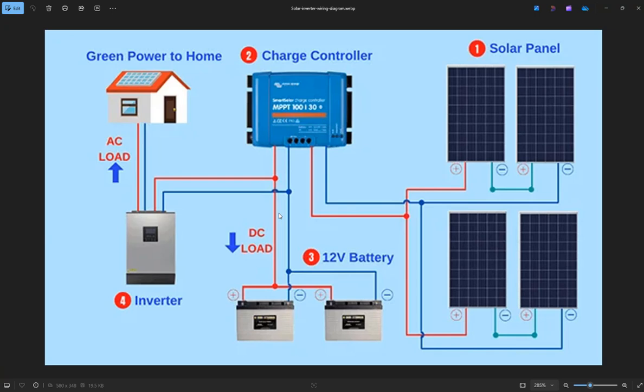It's totally off the grid. They didn't connect their power system to the grid at all. So they use solar panels.